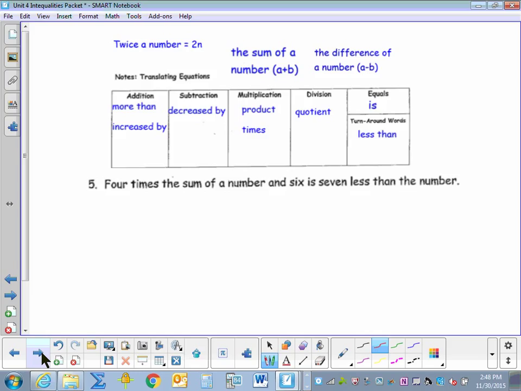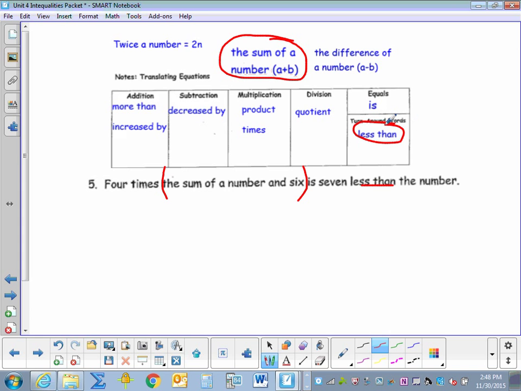Number 5, four times the sum of a number and 6 is 7 less than the number. So first of all, I see the sum of a number. So I'm going to have parentheses around this. The sum of a number and 6. And then 4 times. And then I have this less than, which is that turnaround word.